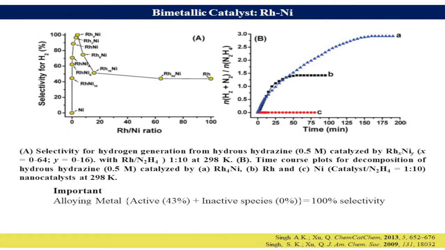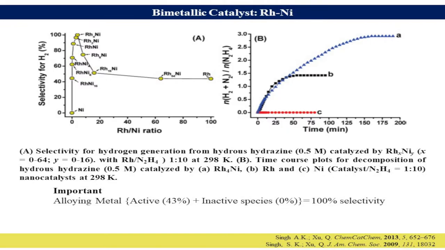So in bimetallic nanoparticle, what we found is that when rhodium is mixed with nickel in a certain ratio, we are getting complete conversion of hydrogen to nitrogen and hydrogen. So with this result, here we have basically one result and one idea from this result. So what is the idea in this result?